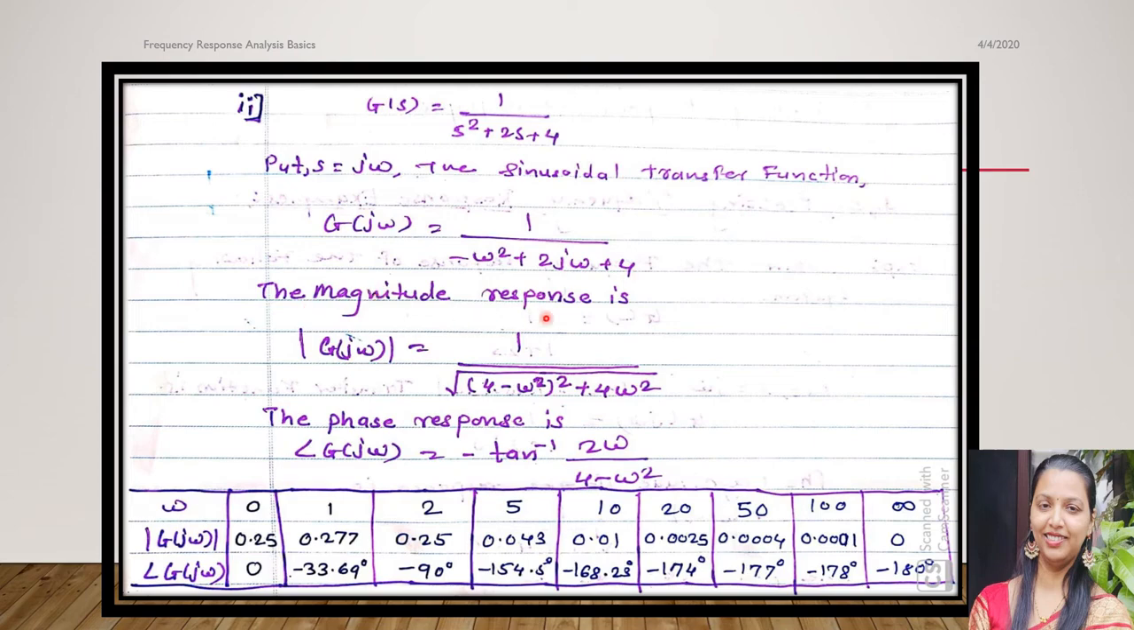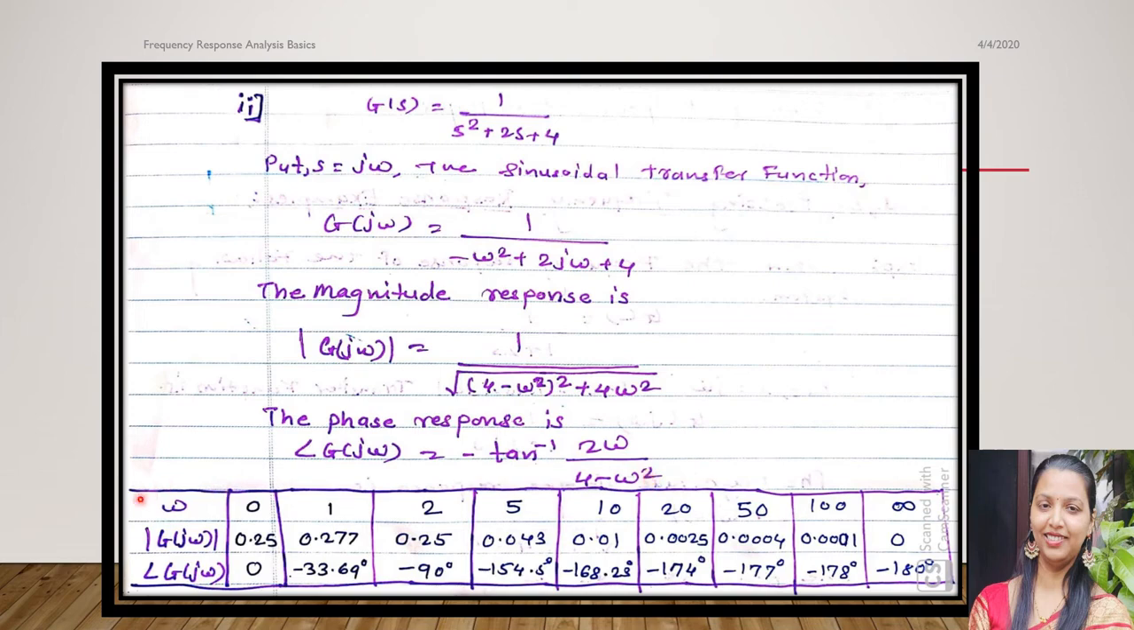The magnitude response is |G(jω)| = 1/√((4 − ω²)² + 4ω²), and the phase response is the angle of G(jω) = −tan⁻¹(2ω/(4 − ω²)).